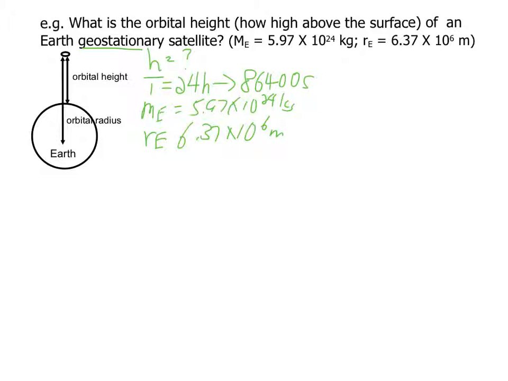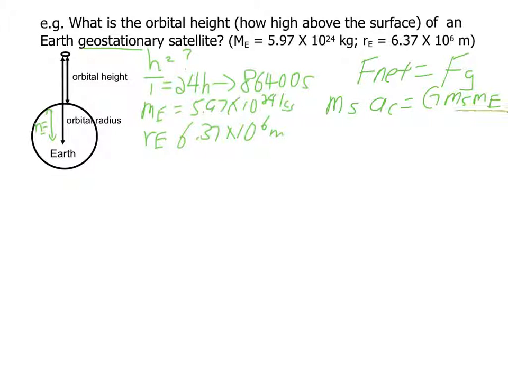So we are given the radius of the Earth, and we're asked to find the orbital height. That means at first we need to find the orbital radius and then subtract out the radius of the Earth. So once again, we have our free body diagram, and from that we know that Fnet equals Fg. Fnet is the mass of our satellite times centripetal acceleration, and force of gravity is big G, mass of the satellite, mass of the Earth, all divided by r squared. R squared in this case, remember, refers to the orbital radius.